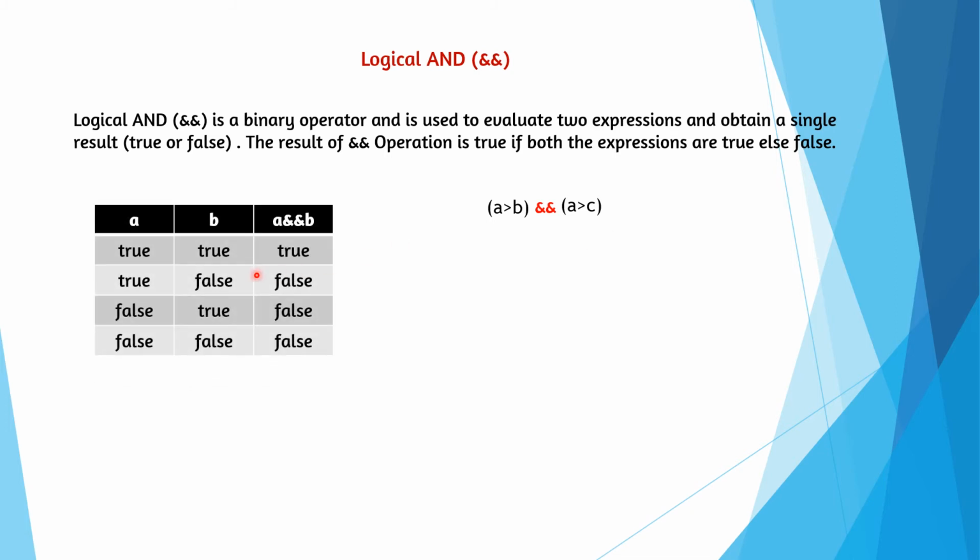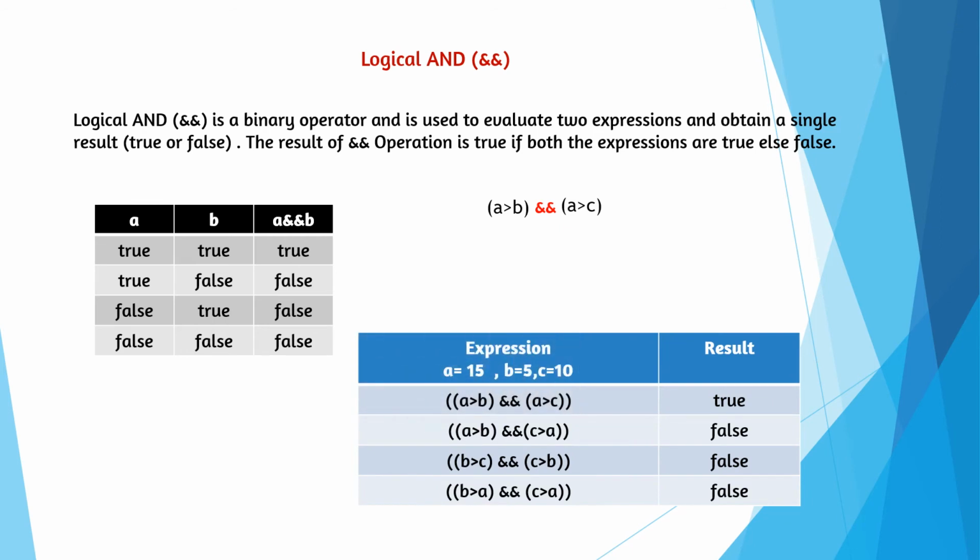Here we can see, suppose these two expressions are there. If the first expression is true and the second expression is also true, the end result is true. If both the results are true, the answer will be true in the AND operator. If the first one is true and the second one is false, the result will be false. If the first one is false and the second one is true, then also it will be false. And if both of them are false, it will be false. So we can see this table and understand the concept.